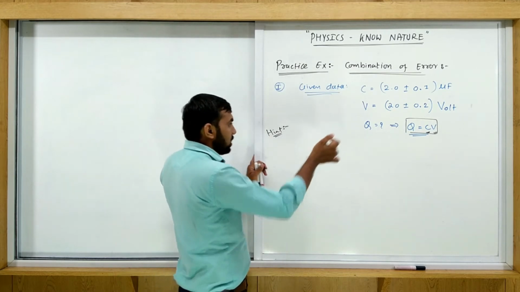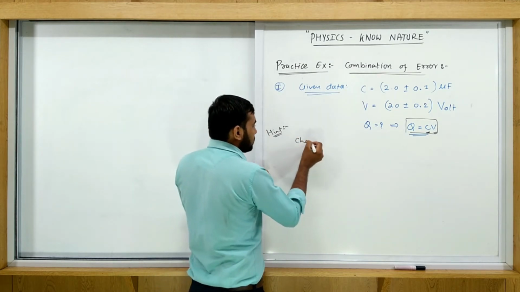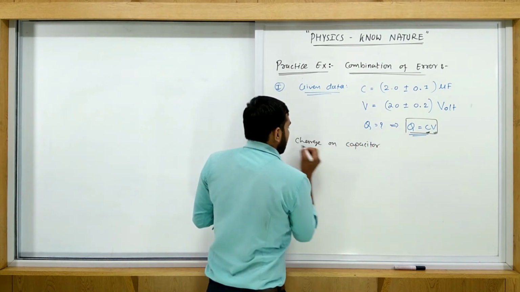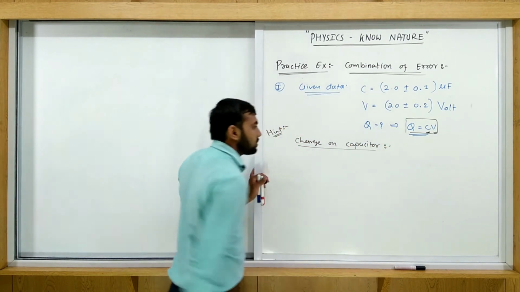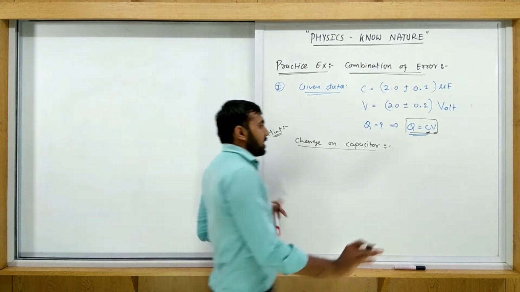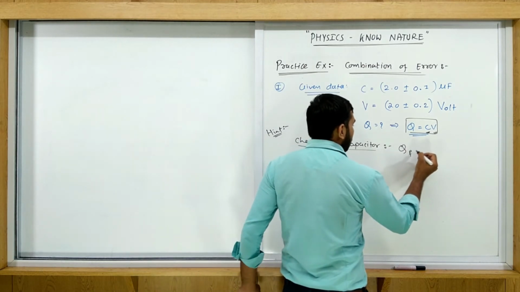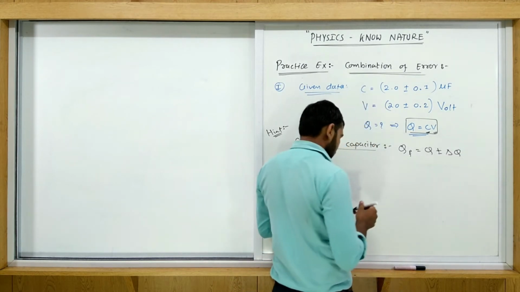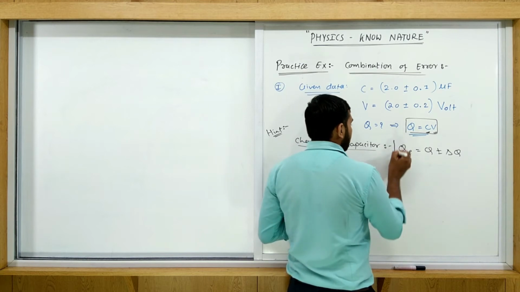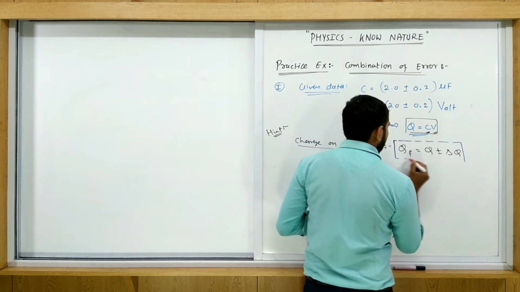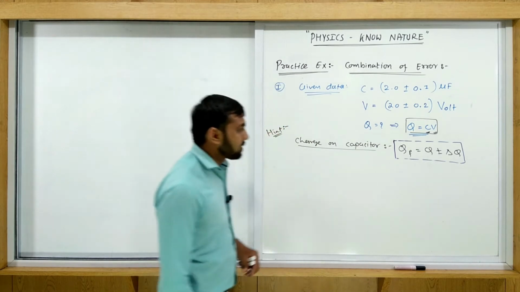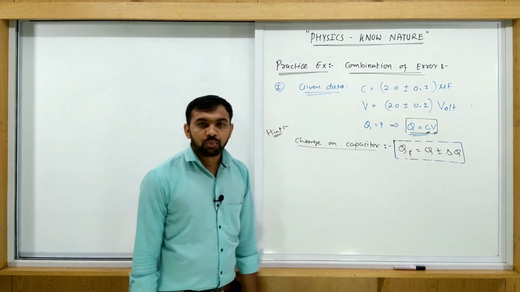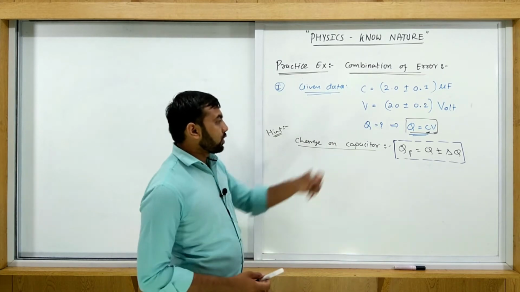Okay, let's apply this one. So what is this charge? Charge on capacitor. Just write this value: Q final is equal to Q plus or minus delta Q. Can we write this answer in this format? Yes, we write the answer in this format. Okay, let's find the Q here first.